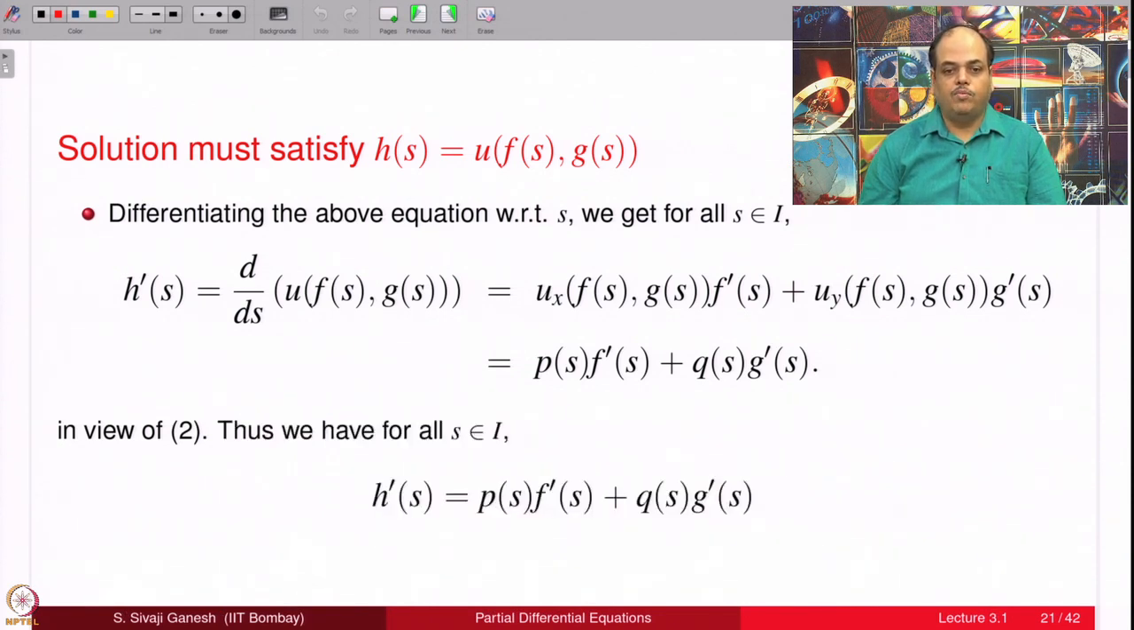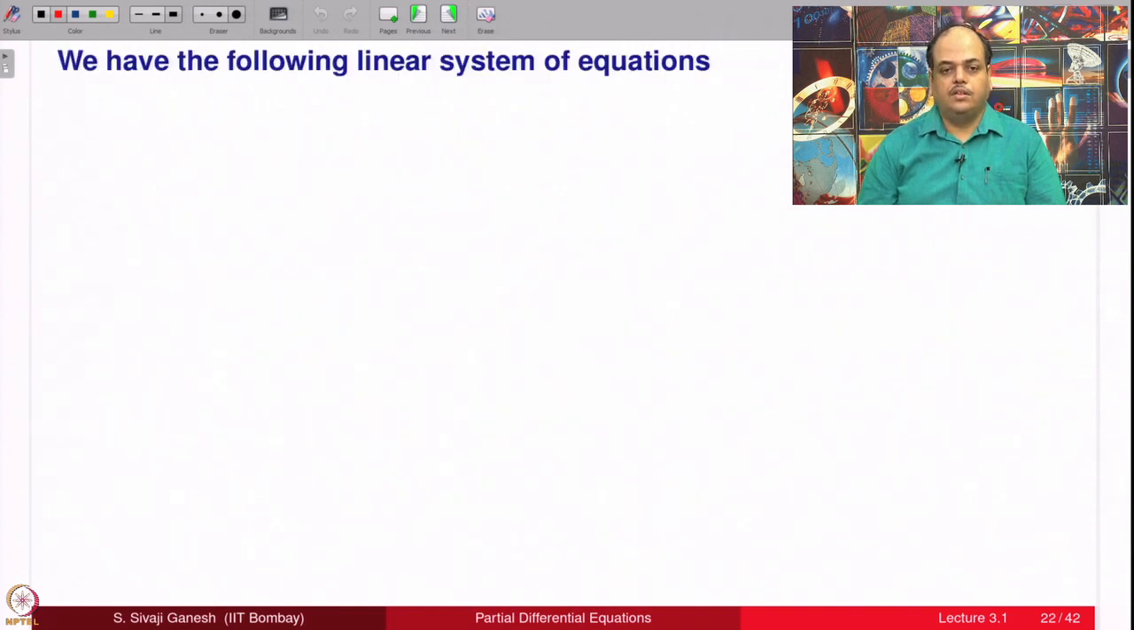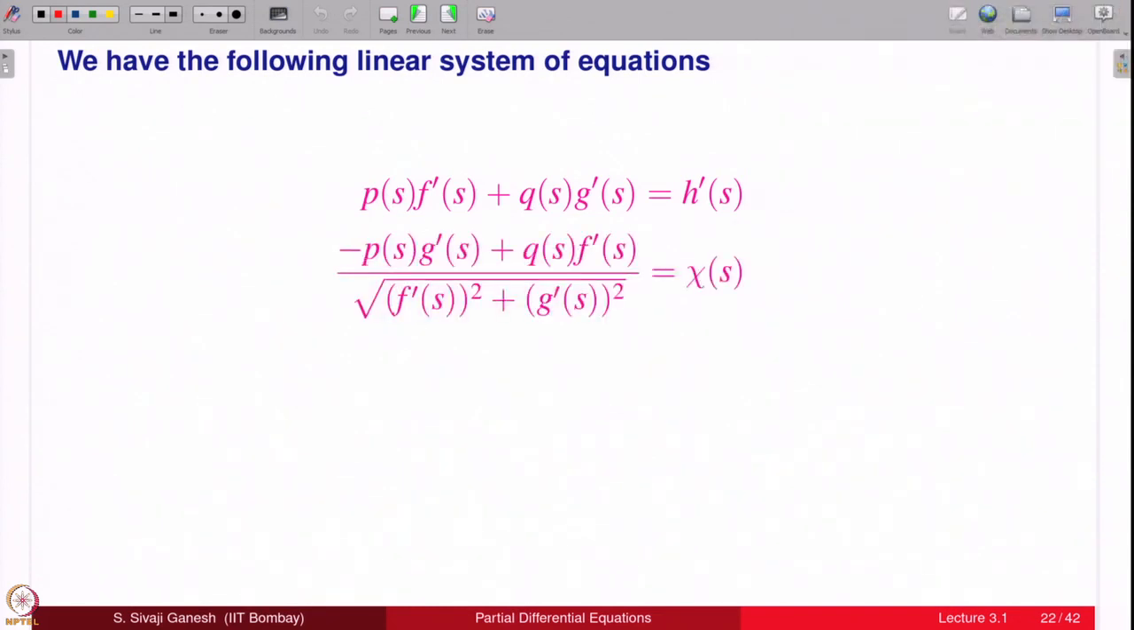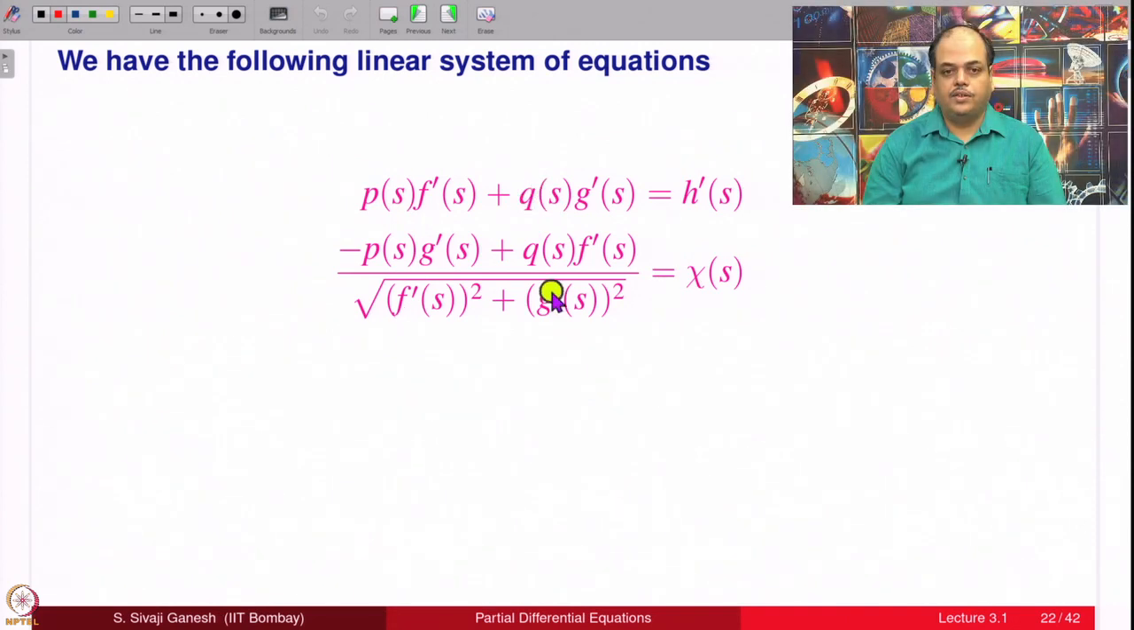So, we have got one more equation. We had one equation on the previous slide and one more equation on this slide. Both of them are linear with respect to p(s) and q(s). So, let us recall both the equations in one place. Look, we want to determine p(s) and q(s). This is one linear equation featuring p(s), q(s); f prime, g prime, h prime are known. Here also g prime, f prime and chi are known. So, this is also a known linear equation in p and q.